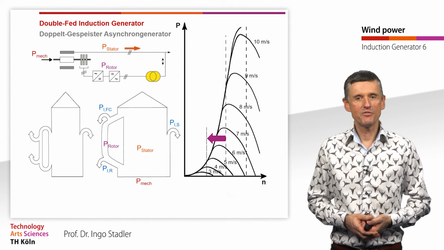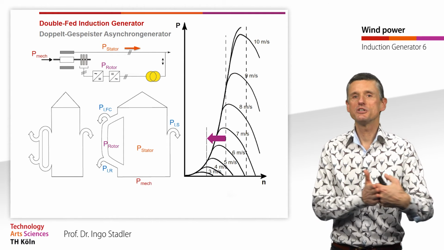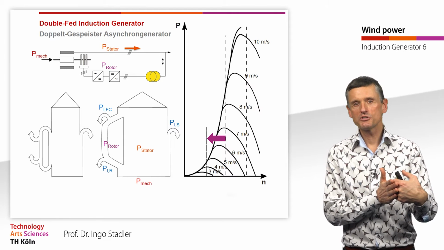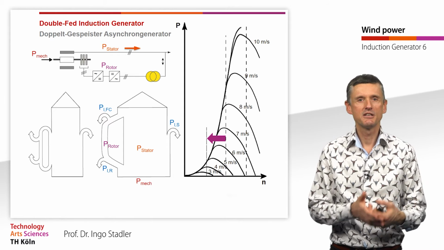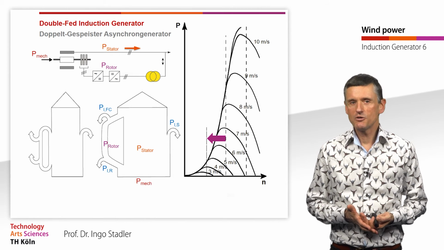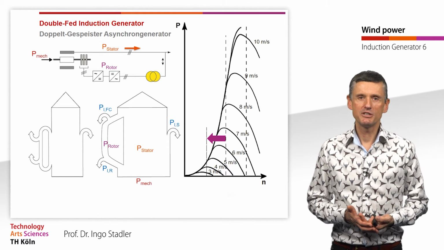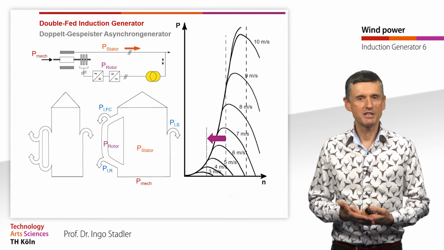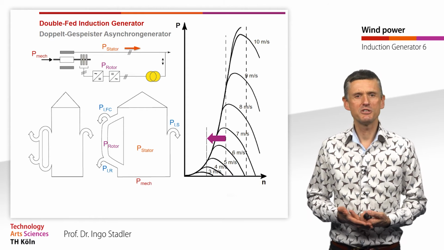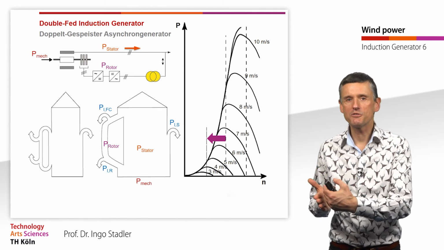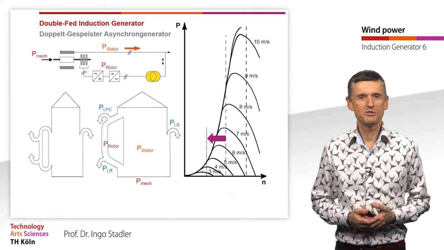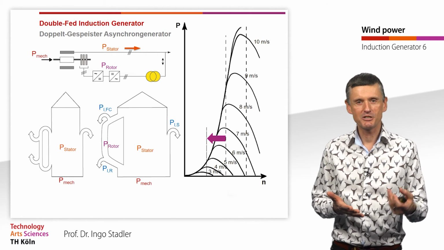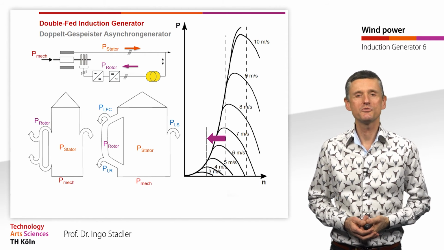And that is the same when we go to an under-synchronized operation. It looks a bit more difficult and not so easy to understand, because what we see now when we have the mechanical power and the power transmitted through the stator is that a part of this power is fed backwards to the rotor circuit.